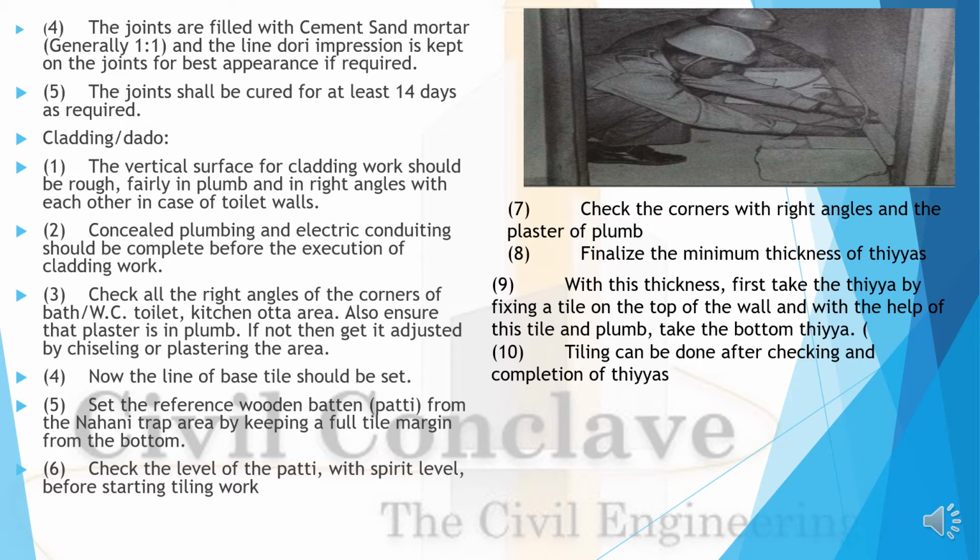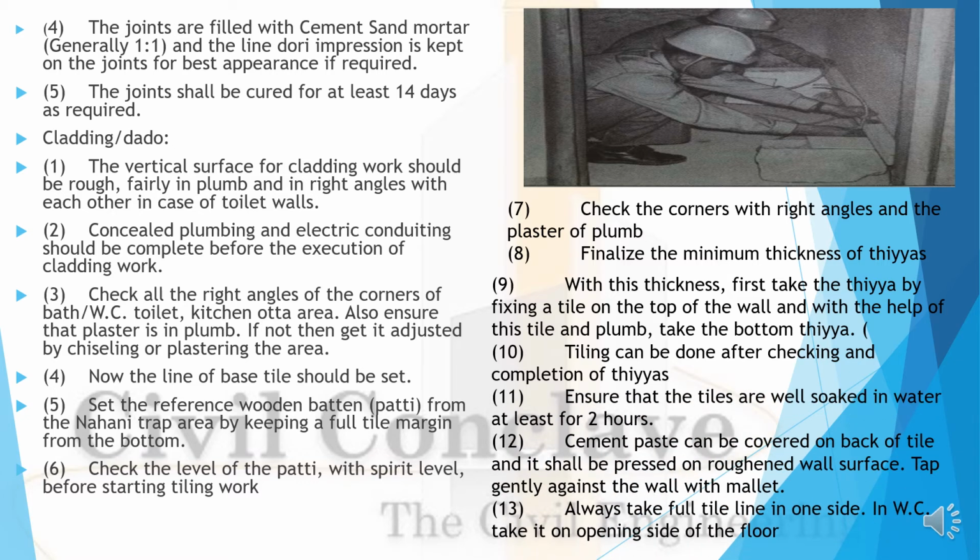Finalize the minimum thickness of tiers. With the thickness, first take the tier by fixing a tile on top of the wall, and with the help of the tiles and plumb, take the bottom tier. Tiling can be done after checking completion of tiers. Ensure that the tiles are well soaked for at least 2 hours.